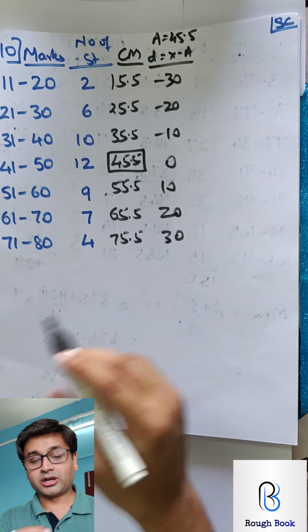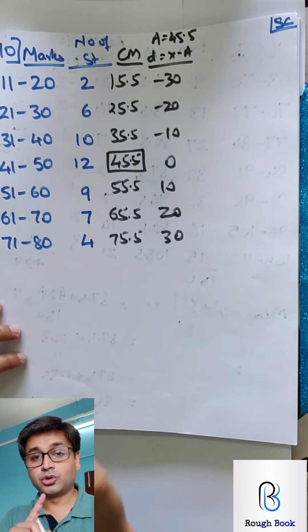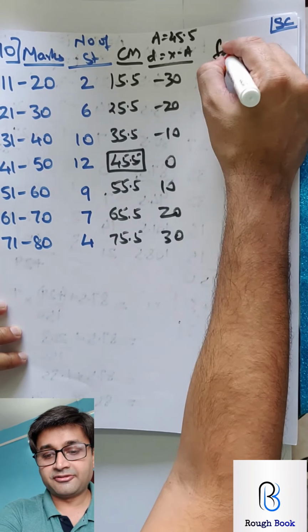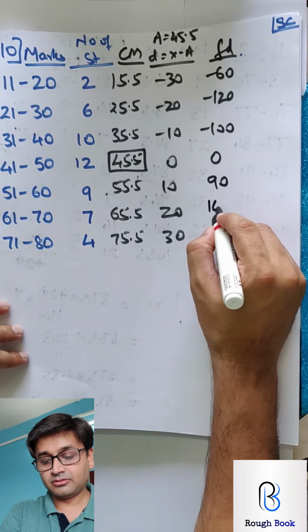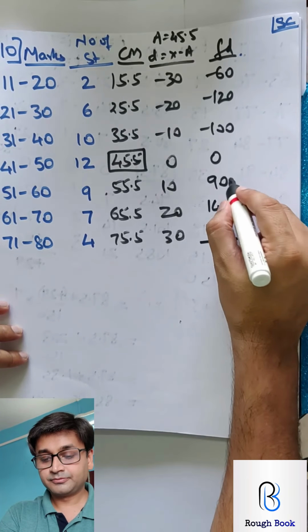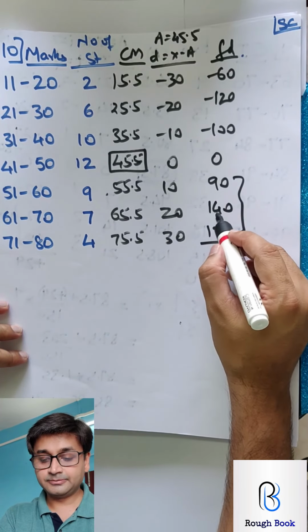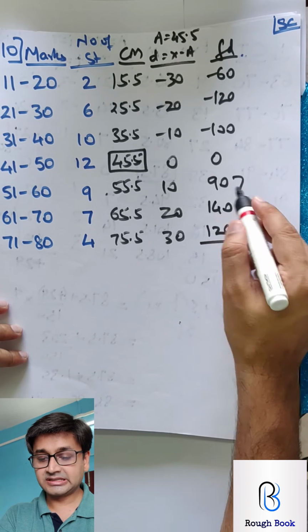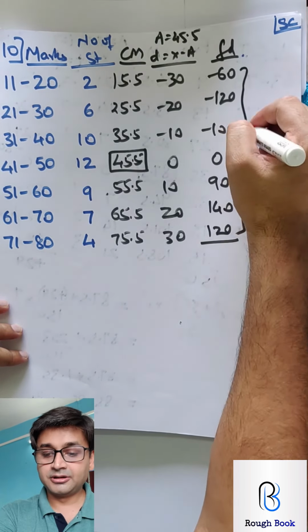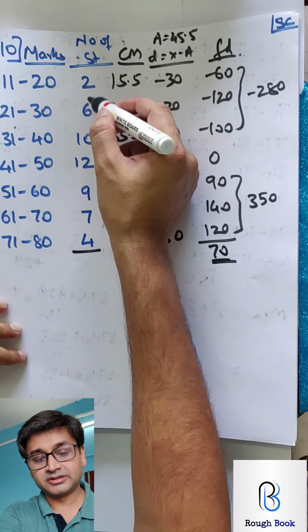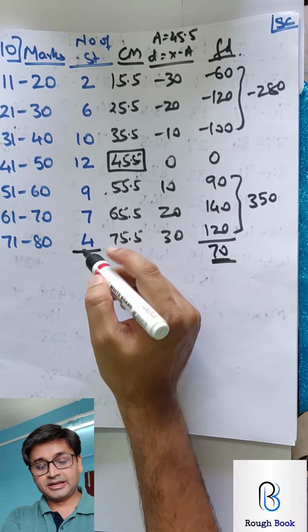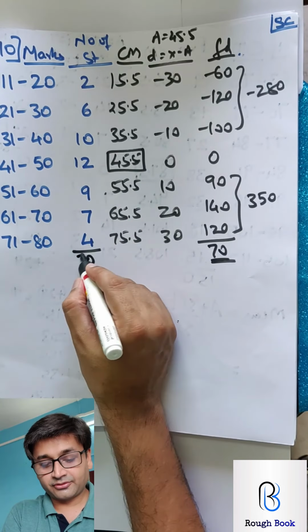Now, this is the shortcut method, not step deviation. So don't take I, directly take FD. So minus 60, minus 120, 100, 0, 90, 140, 120. So the difference 120, 260, 350, and here it's going to be minus 280. So the difference is 20 plus 50, 70 positive. Let's take the total here: 6, 10, 19 and 11. So 33, 4, 5, so 50.